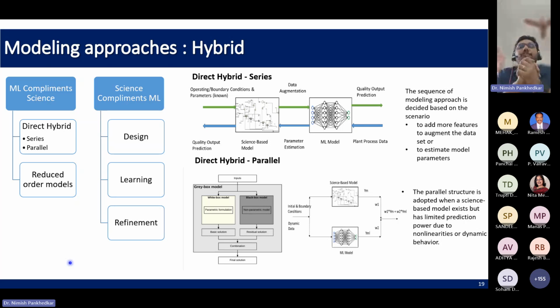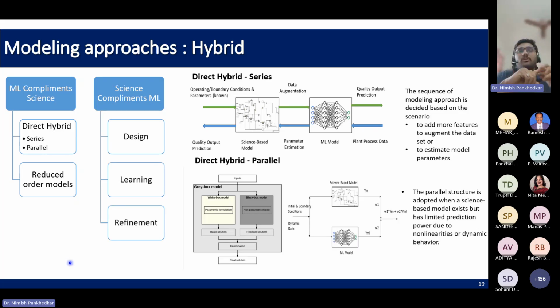So when it comes to combining, again the same questions. Okay, I understood one approach. What about the other ways? How can we combine data and science? So broadly, at the upper level, there are two categories or two ways where you can develop this hybrid model. One is where the ML complements science, and the other is science complements ML.